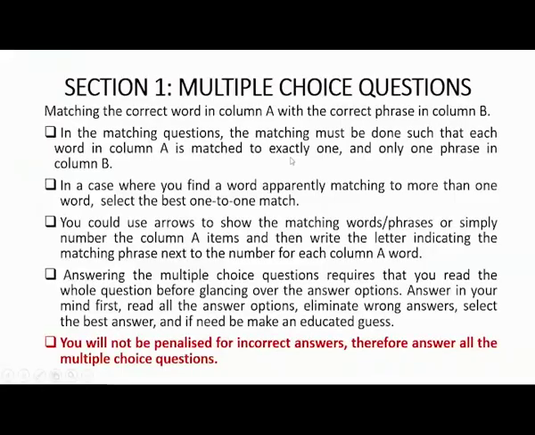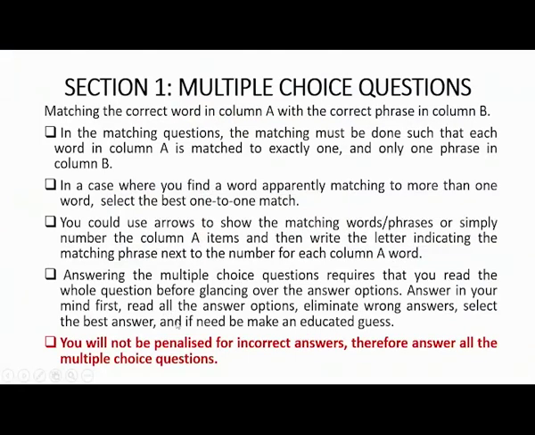In case where you find a word apparently matching to more than one, select the best match. In other words, by best match, you cannot allocate 2 matches to one word in column B. So you have to look at which one is the best match, and then you allocate accordingly. Answering multiple choice questions requires that you read the whole question before glancing over the answer options. In other words, read the question, try and predetermine an answer before even looking at the answer options. Meaning you answer in your mind first, read all the answer options. There are those that are obviously not the correct options. You will see that this one is not. That is by eliminating the wrong answers, you reduce it to fewer options to select from.